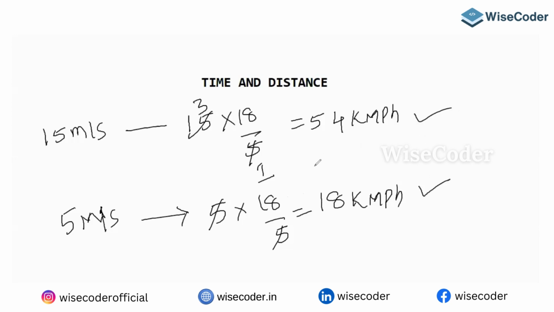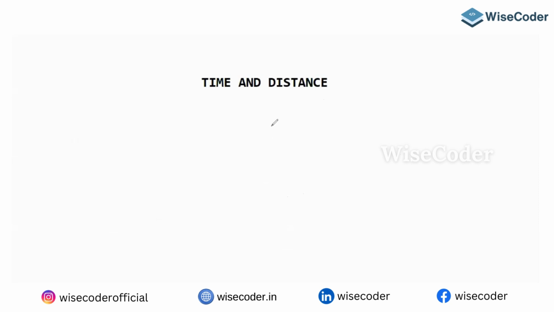I hope you understand the conversion, how I am going to convert kilometer per hour to meter per second and meter per second to kilometer per hour. Okay, guys, while going to the questions, let's understand the relationship between the three variables, which are distance, speed and time.